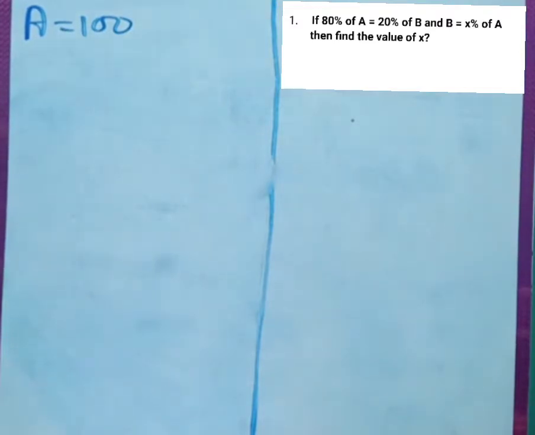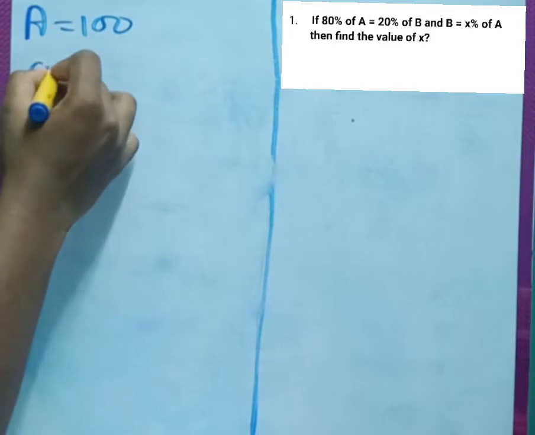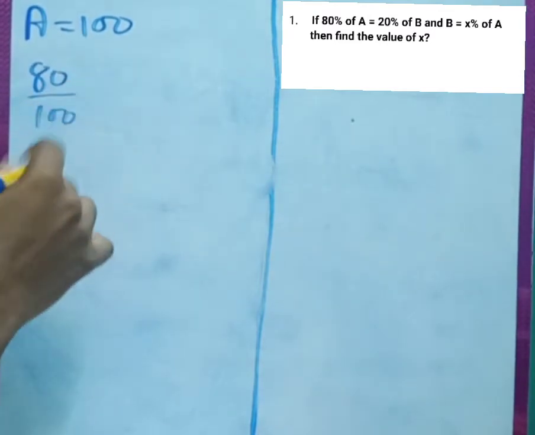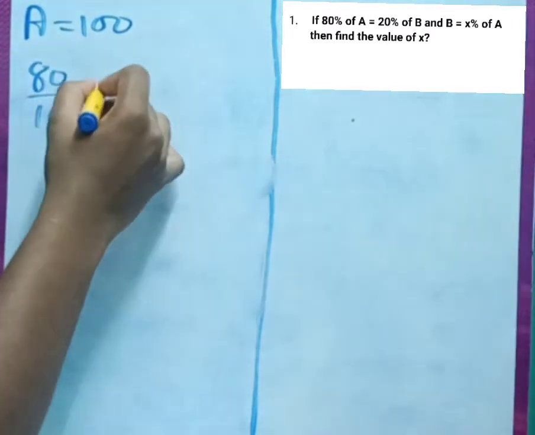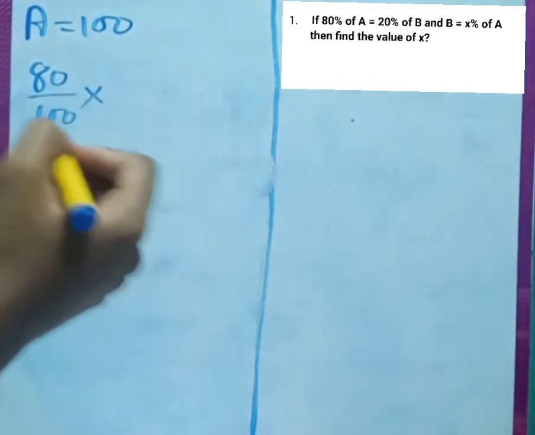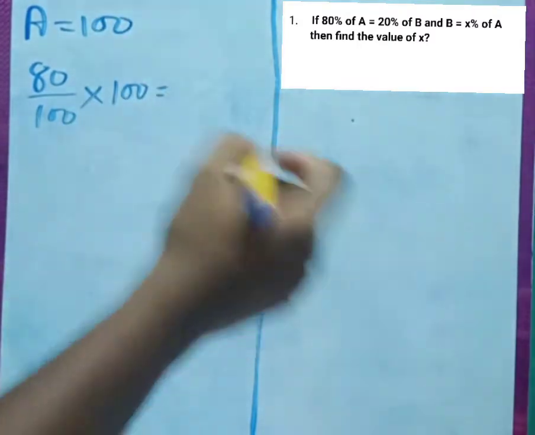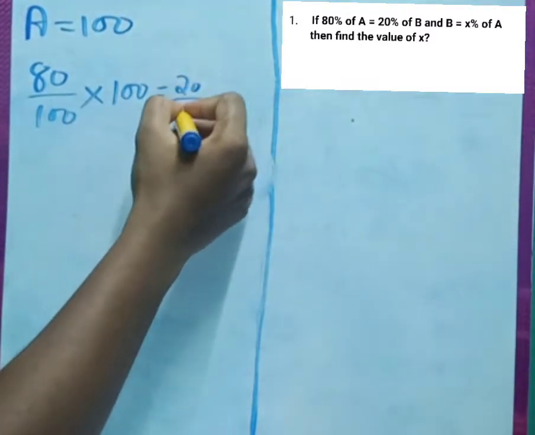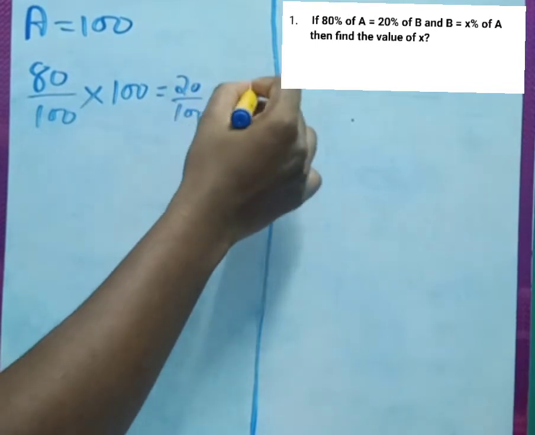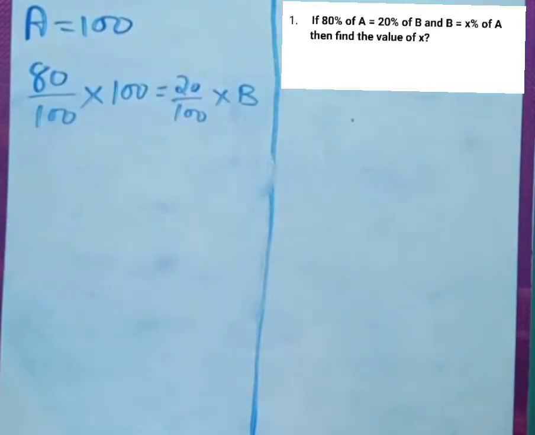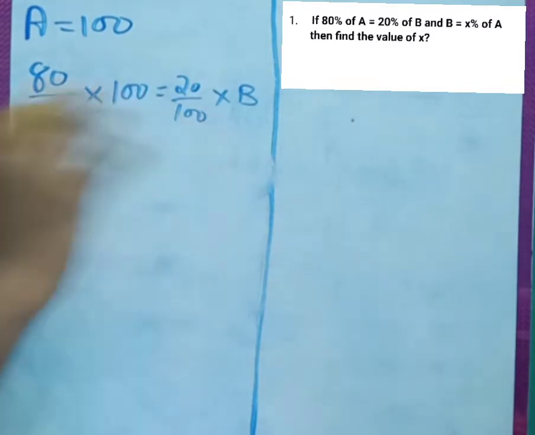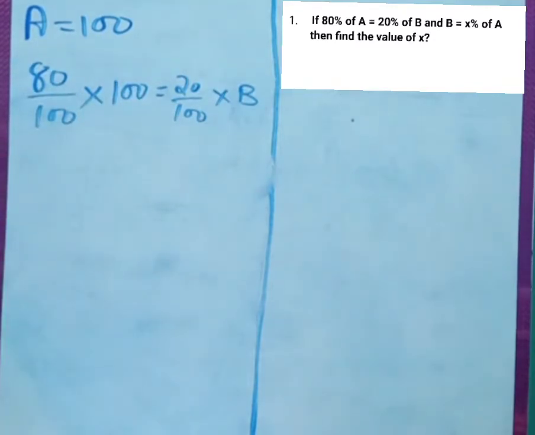So when we substitute it, what we get, 80% can be written as 80 by 100. If you remove the percentage sign, you have to write like this, right? Into of A. Of A is nothing but multiply by A, which is 100, right? Equals to 20% of B. So 20% is nothing but 20 by 100 into B. Right guys? Once you frame this equation and substitute it, it's all about mathematical calculation, and this kind of calculation we have been doing since our childhood, right? So you can easily solve this.